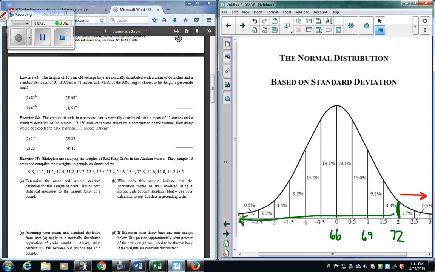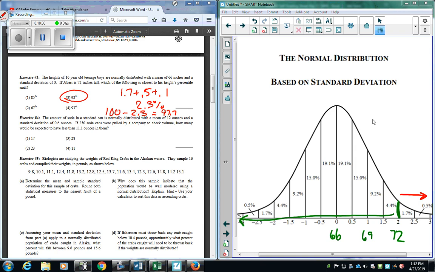So I have 1.7, 0.5, and 0.1, which would be 2.3%. So only 2.3% of the people would be taller than him. And in the case of figuring out what percentile he's in, you have to do 100 minus 2.3, which would end up being 97.7%, which would mean that he falls in the 98th percentile. So, in the case of Jabari, if there were 100 people, he would be the 98th tallest out of those 100.